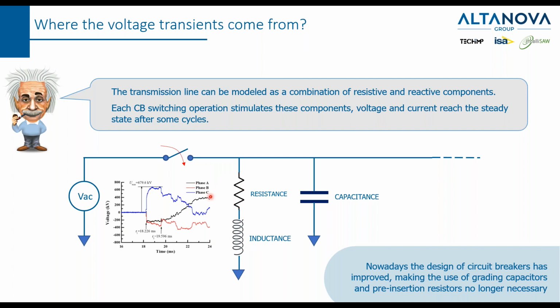because you have to see that the line is not a pure resistor. Actually, it is an inductor, mainly an inductor. So every time you apply and remove voltage, you stimulate a reactive component, and then it reacts. In this case, increasing the voltage a lot.